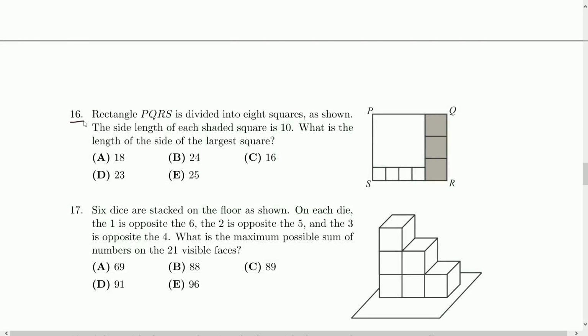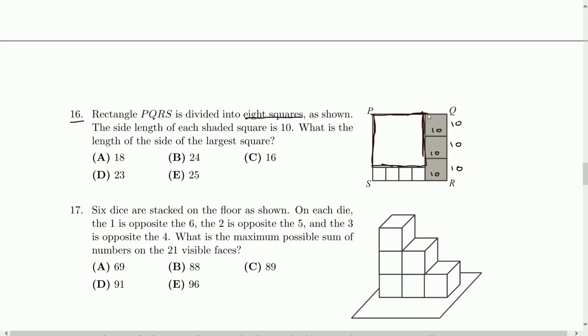Rectangle PQRS is divided into 8 squares, as shown. The side length of each shaded square is 10. We get some 10s here, some 10s here, 10s all over the place for the shaded squares, and we want to know what's the length of the side of the largest square.